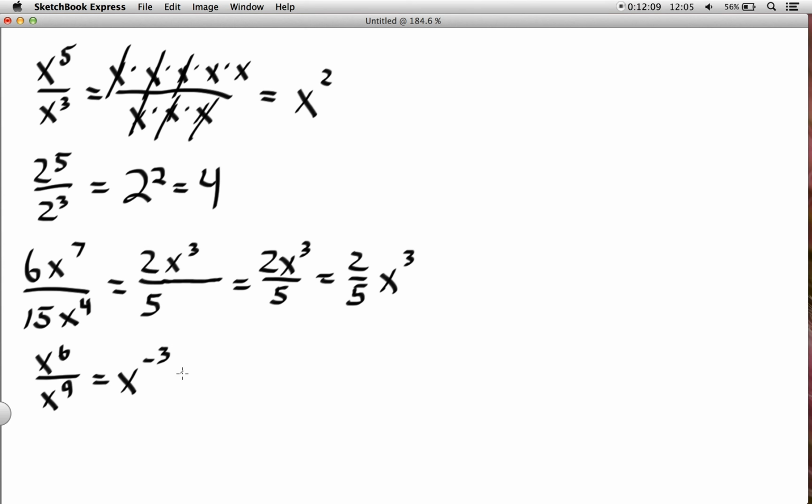Well, remember that when we have a positive exponent, we're left with something we want to multiply by, so it goes in the numerator. If we have a negative exponent, this means that we're dividing by x to the 3rd. So this is the same thing as 1 divided by x to the 3rd, 1 because there's nothing in the numerator.